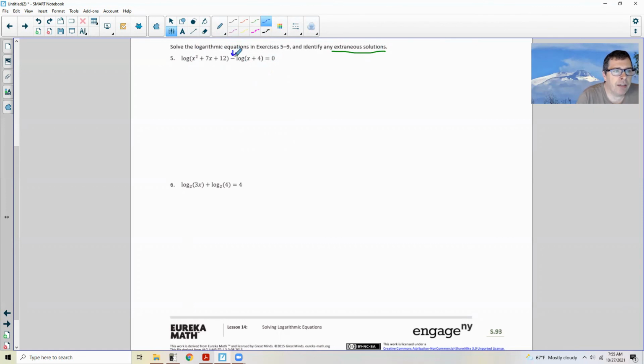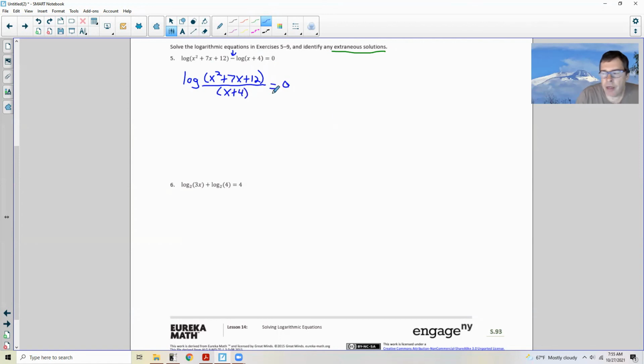This minus sign tells us we're going to divide. So we take our subtraction rule or our quotient rule, and that's the log of the first term, x squared plus 7x plus 12, and divide that by x plus 4. And that gets us down to 1 log, and that equals 0.